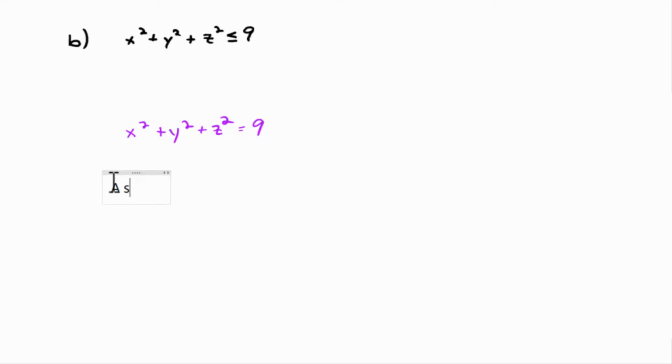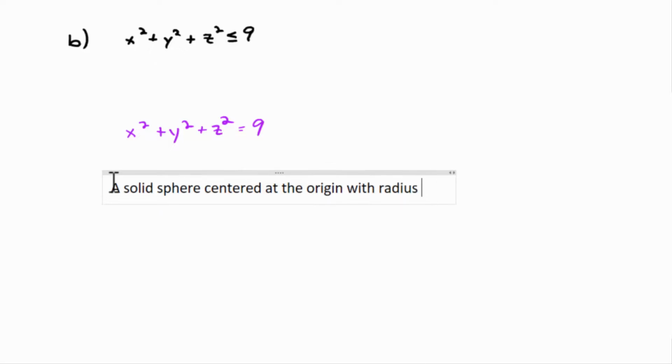Okay, I like that. A solid sphere. So better put the center down, right? Centered at the origin, let's say. 0, 0, 0, though, if you write it in ordered triple form. At the origin with radius 3. So when we say solid, we mean the sphere, the surface, and its interior, right?